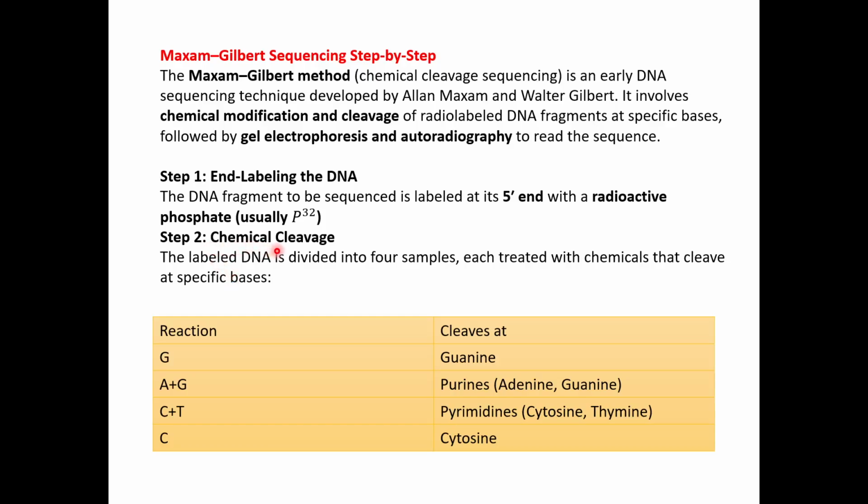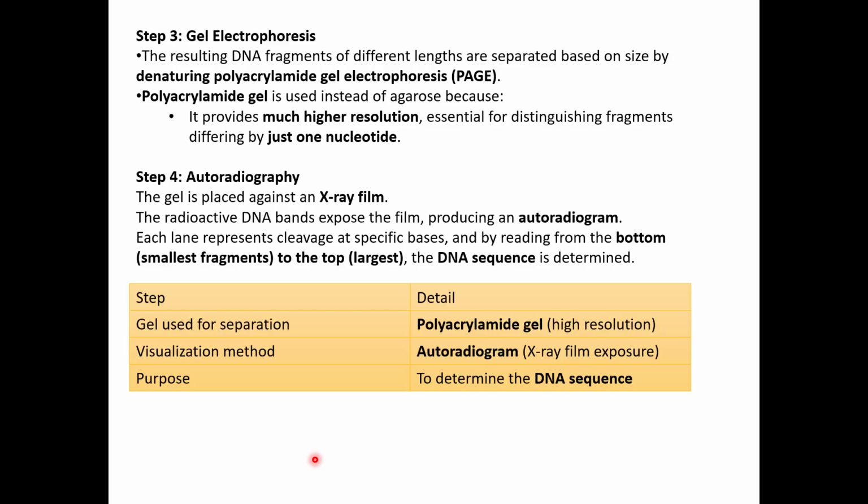Then there is chemical cleavage. The labeled DNA is divided into 4 samples, each treated with chemicals that cleave at specific bases. So when you treat them with chemicals specific to bases, it will cleave. We can cleave it at guanine specifically, we can cleave it at both adenine and guanine, we can cleave it at both cytosine and thymine, and we can also cleave it specifically at cytosine.